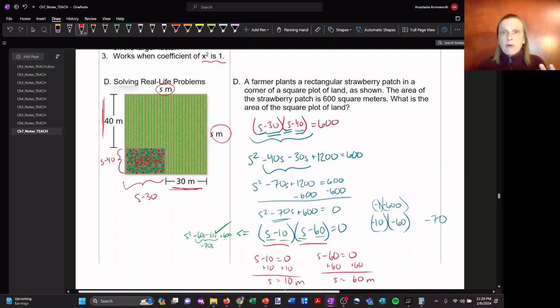So which one is it? It can't be both. Sometimes you're not given enough information to really fully be able to solve the problem when you're left with two answers like this. But in this case, we definitely can solve the problem. In this case, it is not possible for my square to be 10 meters wide because if it were, I couldn't have 30 meters left over after subtracting away the strawberry patch. So the side of the square must be much bigger than 10. And so 10 does not make sense, and 60 is the only number in this problem that makes sense.